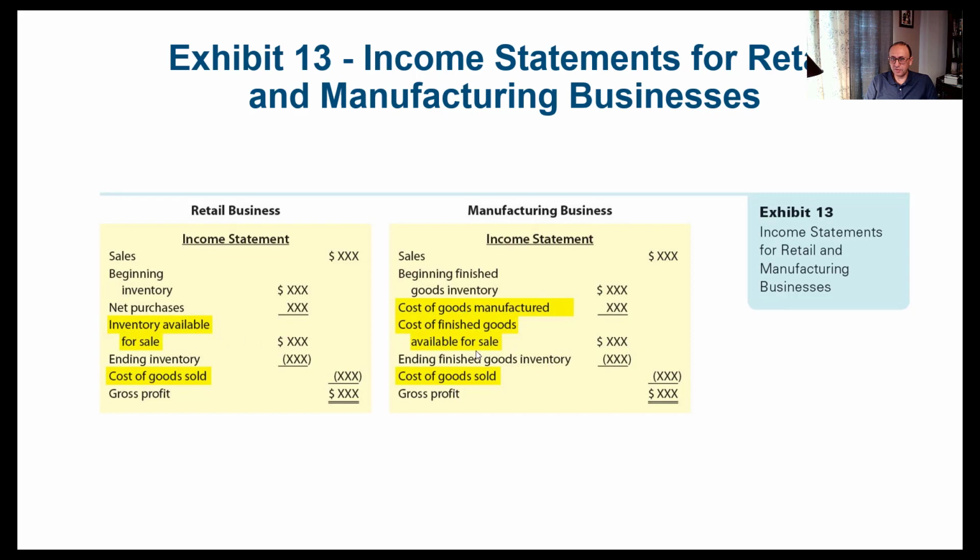Very similar to inventory available for sale, but we're only focusing here on the items that have been completed. Then we subtract the ending finished goods that have not been sold to get the cost of goods sold. And that will give us the gross profit. So I hope that made it clear. Not much different. We just stress on the income statement that we are presenting finished goods. The raw material and work in process are not going to be presented on the income statement in this case.